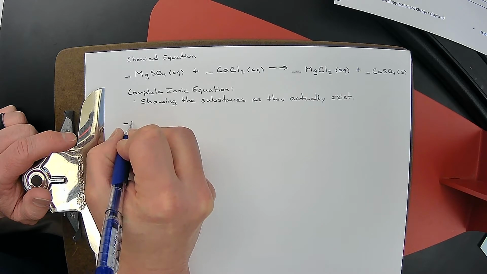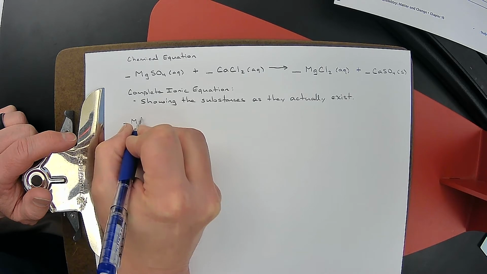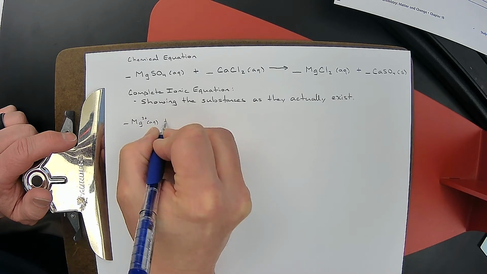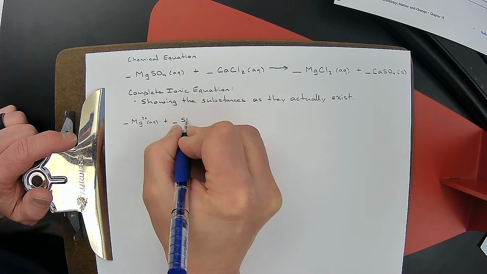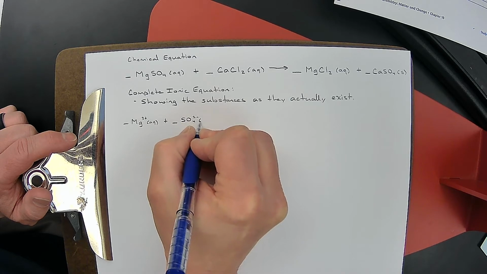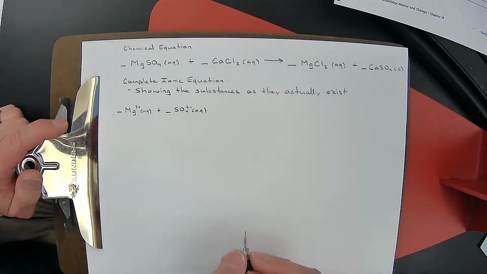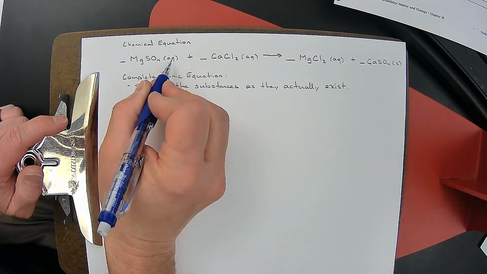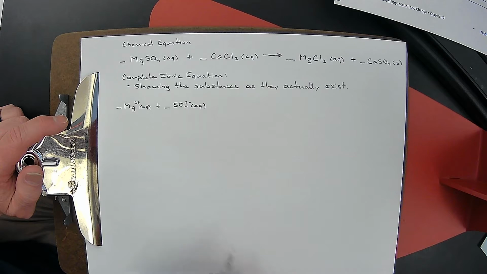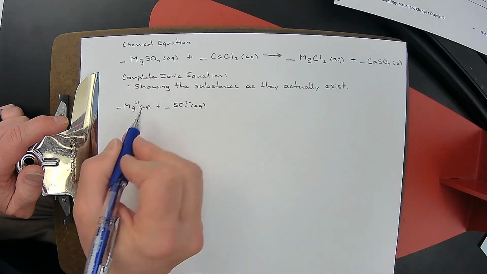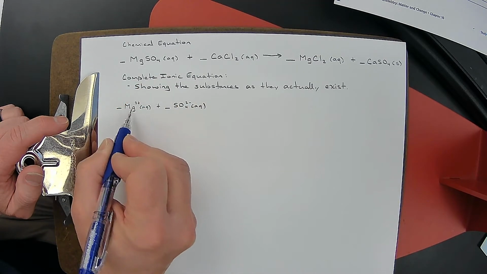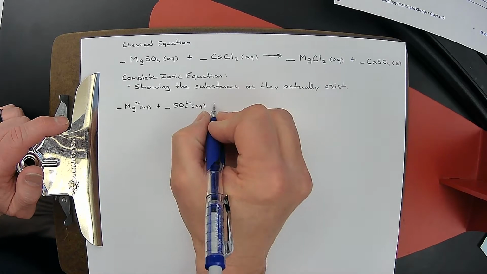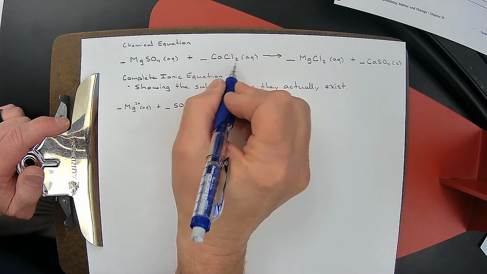Really what it is, it's Mg2+ ions plus SO4 2- ions. Really, this is broken apart by the water molecules into its individual ions. So when we say that it's aqueous, really what we're saying is it's separated into its individual ions in the water. Same thing with the CaCl2.